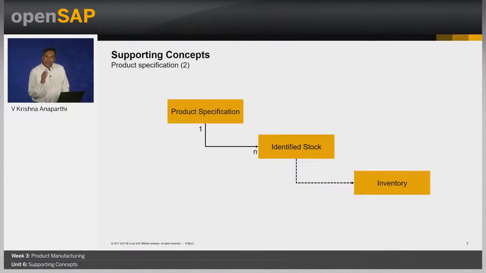Now, we have a specific requirement called product specification. When a stock is being built specifically to a product specification, then such stock can be linked to the product specification only via identified stock. At an identified stock level, the user can maintain the product specification. Having said that, a product specification can be assigned to multiple identified stocks, but for a particular identified stock, only one product specification can be assigned.